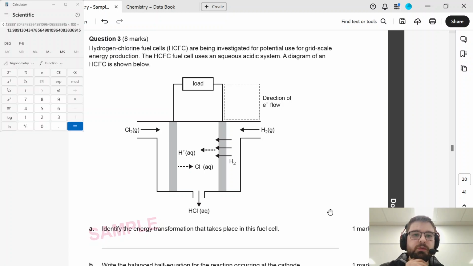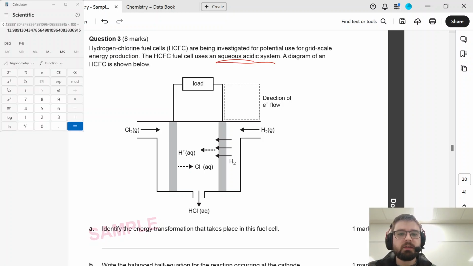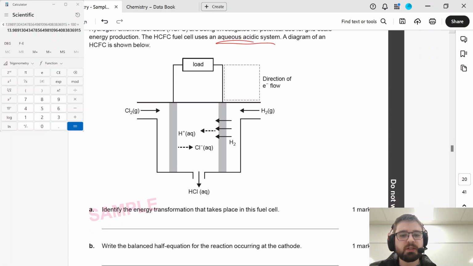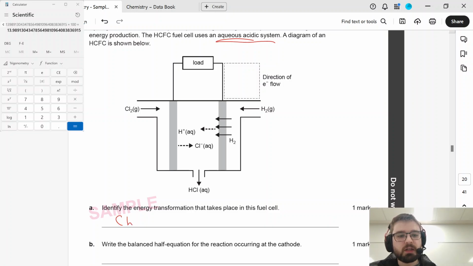Hydrogen chlorine fuel cells are being investigated for potential use for grid-scale energy production. Aqueous acidic system. They've given us a nice H plus in there. A diagram of the fuel cell is shown below. Identify the energy transformation that takes place in this fuel cell. It's the same one that it always is. It's chemical to electrical.